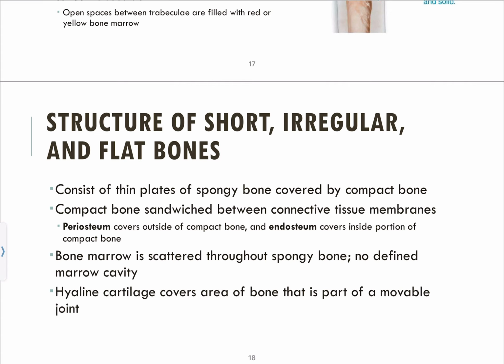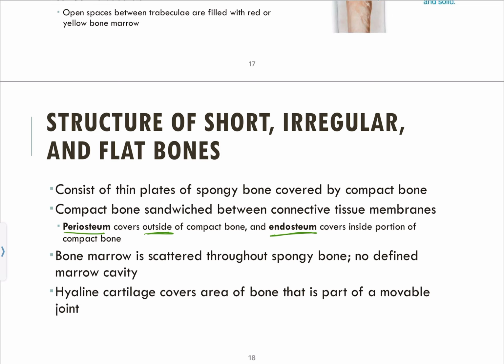And basically what it is, we have a layer of spongy bone, and on either surface of the spongy bone, we have compact bone. We also have to bring back into play our membranes. So we have our periosteum, which is going to be on the outside or external surface of the compact bone, and our endosteum, which is going to cover virtually every space within the inside of the bone. We do have some bone marrow scattered throughout the spongy bone.